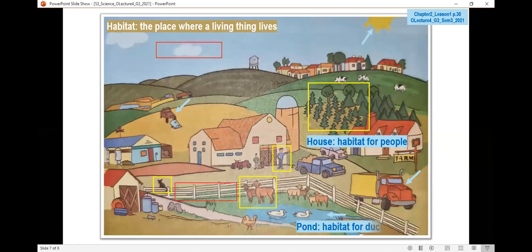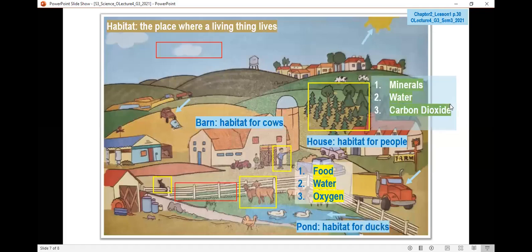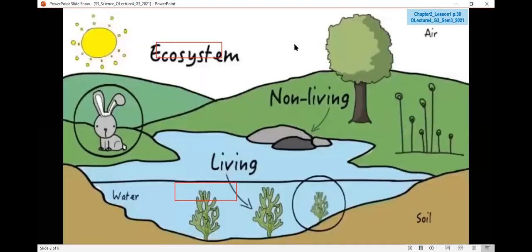Ducks need a place to live in. The cows live in a barn. A habitat is where a living thing lives. Okay, let me do a quick revision about this.